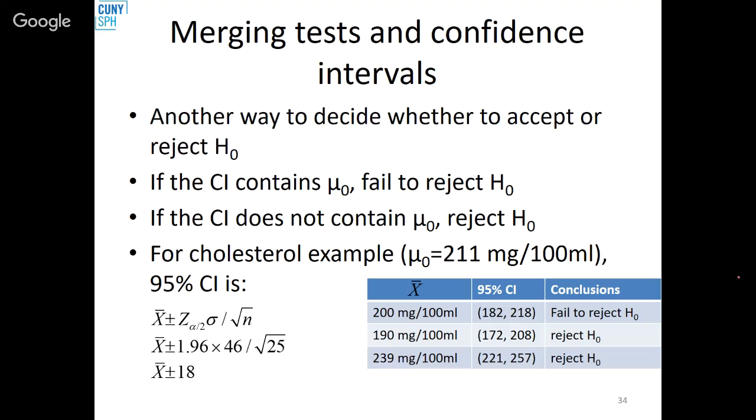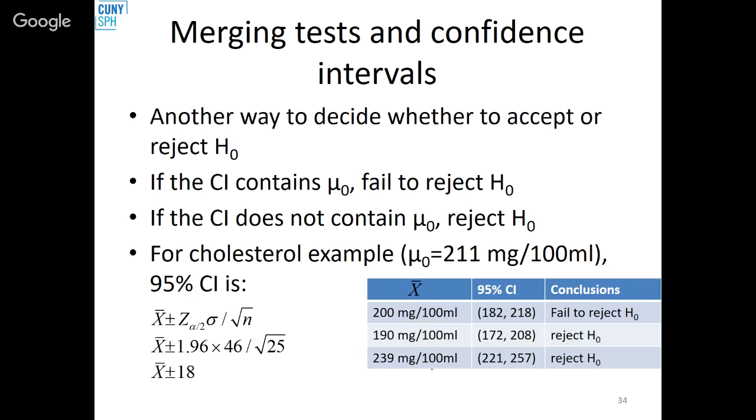So finally, merging hypothesis testing and confidence intervals, you can decide whether or not to reject the null hypothesis based on your confidence interval. You can check your confidence interval, and if it contains your hypothesized null mean, then you don't reject H0. If it does not contain the null mean, then you reject the null hypothesis.